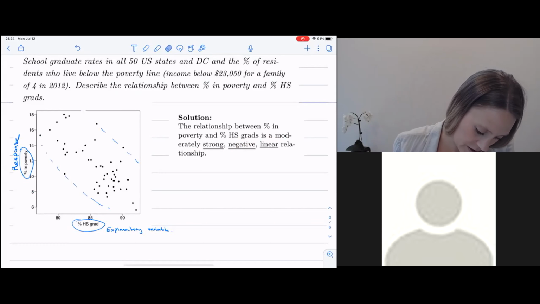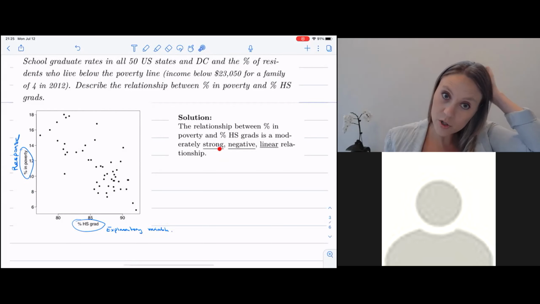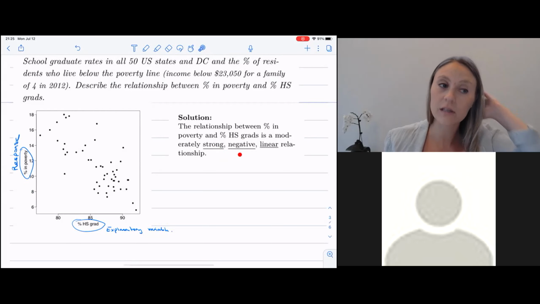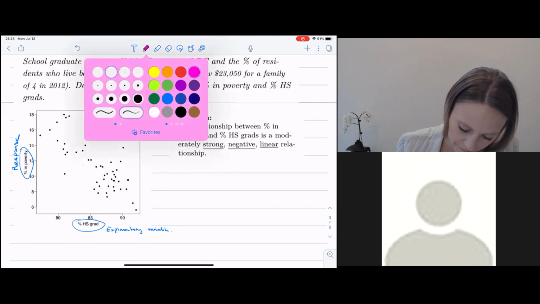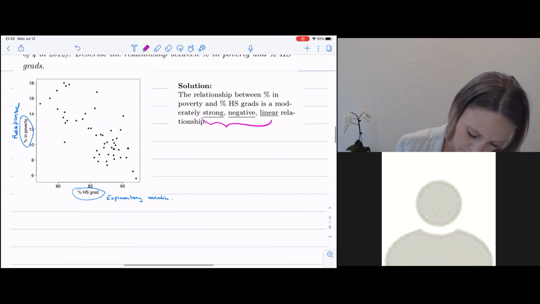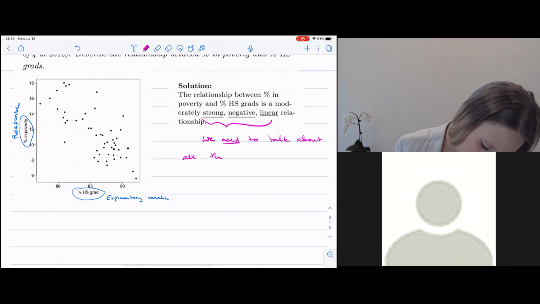And maybe I should remove these because it kind of looks weird. Okay. So it's a moderately strong negative linear relationship. Notice that you have to touch on all three. We need to talk about all three to describe the relationship.